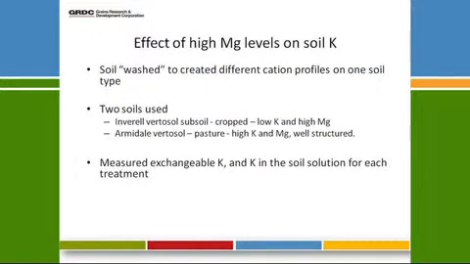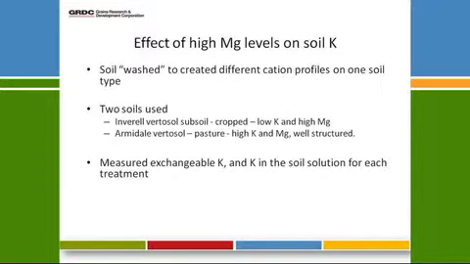capacity. We used two different soils, one from Birchall, which is a cropping soil. We know it's got low potassium and high magnesium, and we matched it with a similar soil from Armadale, so it's got a similar cation exchange capacity. It had high magnesium, plus it also had high potassium, and it was a pasture-based soil rather than cropping. We treated with these different cation solutions, and we measured what cations, in particular what potassium was on the exchange, and what was in solution.